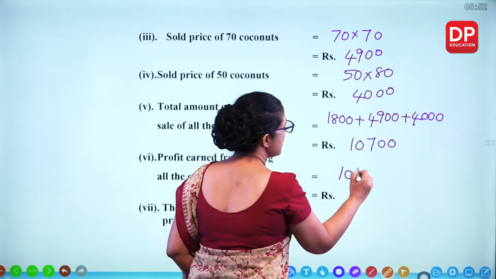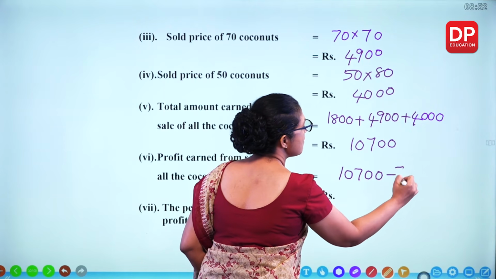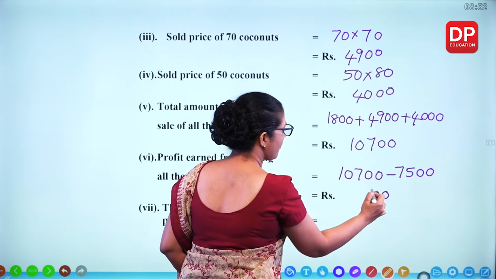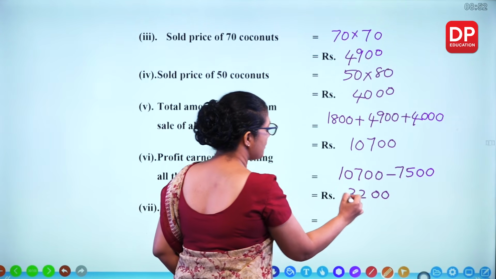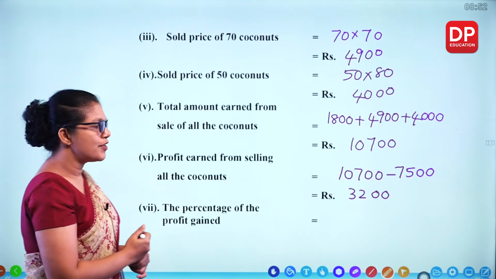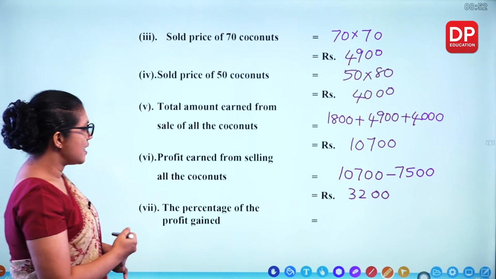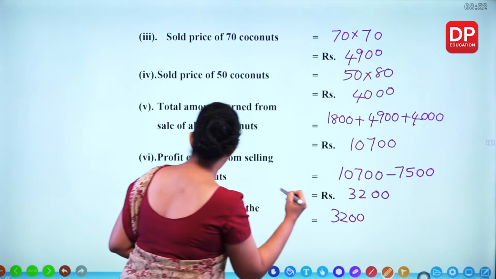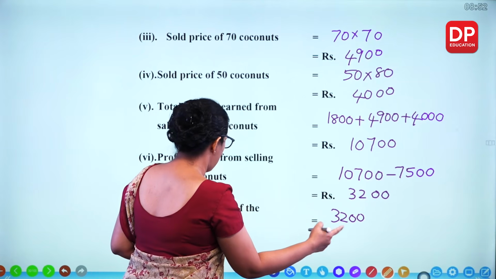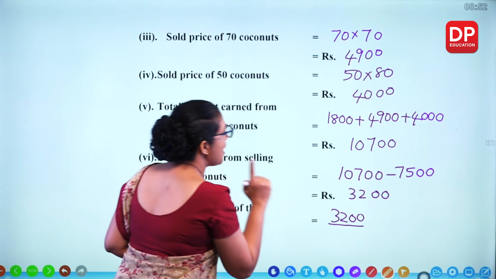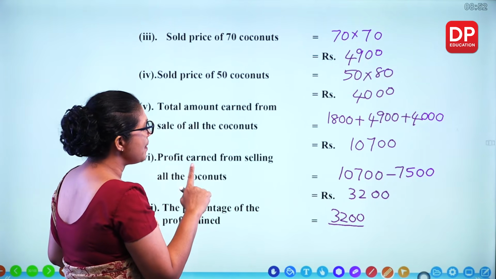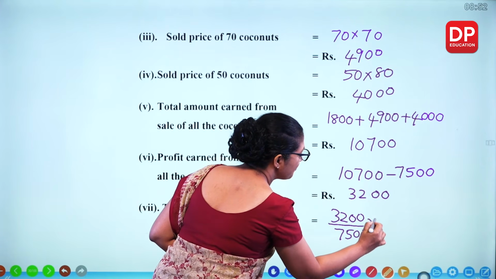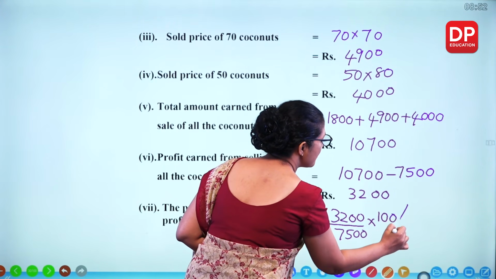So, 10,700 minus 7,500. 3,200 rupees. So, what's the percentage profit? You get 3,200 profit and divide by the buying price. So, buying price is 7,500 into 100.